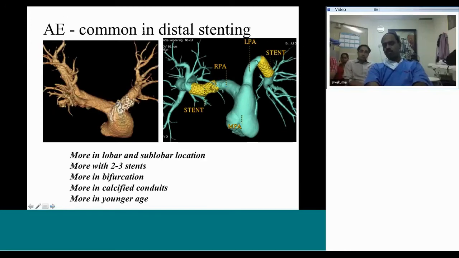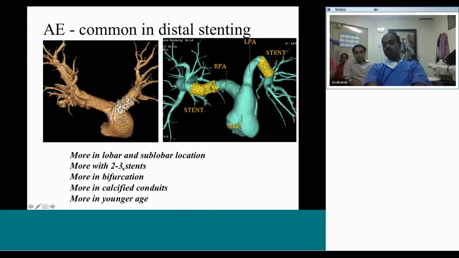Adverse effects are in general more common when you stent distal pulmonary arteries and safer when you are stenting the proximal pulmonary arteries. So they are more in the lobar and sublobar location. You see here, this is the intrahilar pulmonary arteries being stented. So these are more common to have side effects. Whereas the proximal LPA origin stenosis, less side effects.